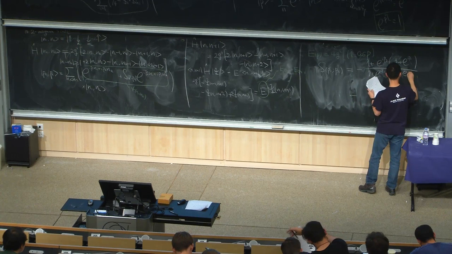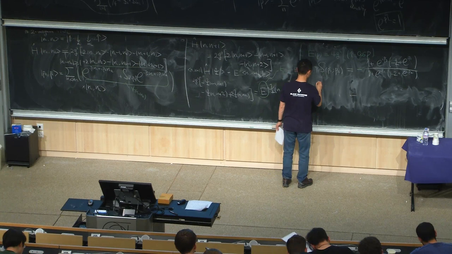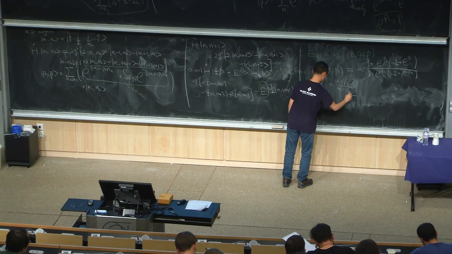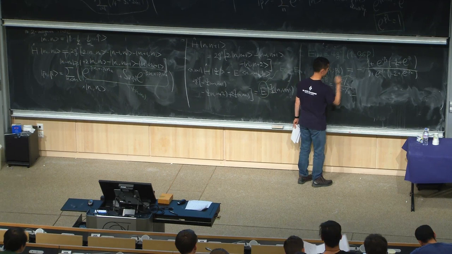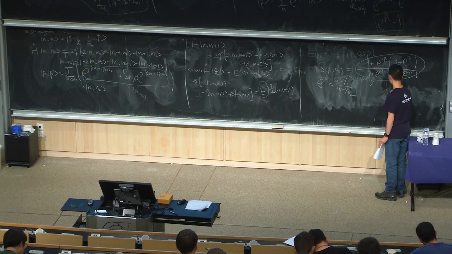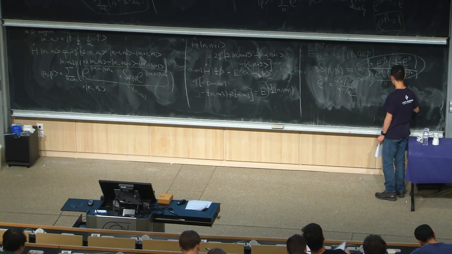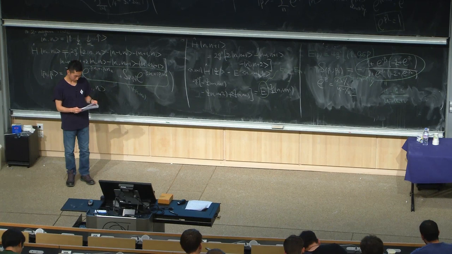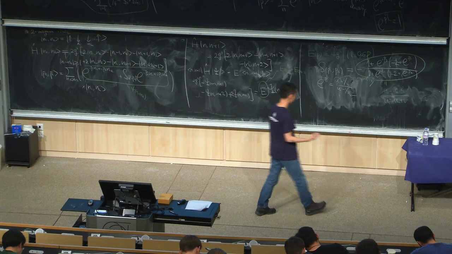OK, so this doesn't look super nice, but there is a nice way of rewriting this expression by introducing a new variable, which is called the rapidity variable. This is a kind of analog of theta I introduced yesterday. And if you write it in terms of rapidity, then this object has a very simple form, which is u1 minus u2 minus i over u1 minus u2 plus i. So this is what you can get from solving the eigenstate condition.